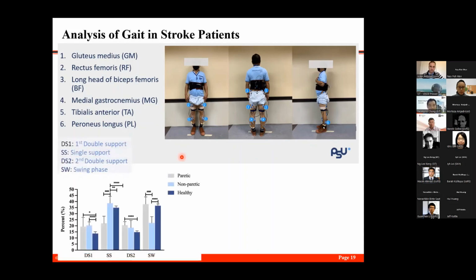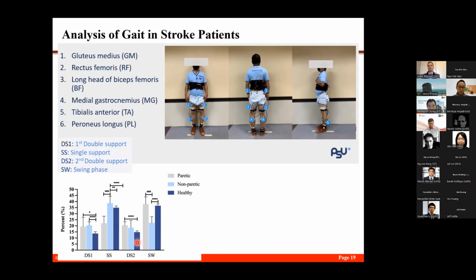So what they've done is that they tried to actually look into a gait analysis. In terms of gait, it can be divided into the first double support, when they go into the single support, then go into the second double support, followed by the swing phase. So what they have done is that they try to look into what is the percentage of these various phases for the healthy subjects versus the non-paralytic side of the stroke patients versus the paralytic side of the leg. So you can see that definitely in terms of the healthy subjects, they're actually taking shorter time, right, in terms of the double support, the single support, and also the second double support.